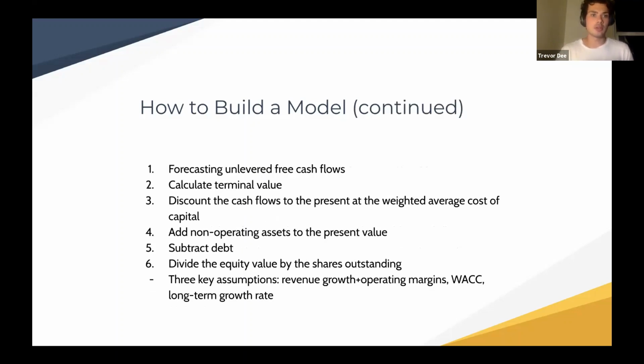So just going over the steps that you'll be taking briefly when building, again, this is still a DCF model. So you're going to forecast your unlevered future cash flows, then calculate terminal value, and from there, discount the cash flows to the present at the weighted average cost of capital, so your WACC. And then you're going to add your non-operating assets to the present values, such as property or equipment. And then once you've summed all that together, you're going to subtract any debt or liabilities.